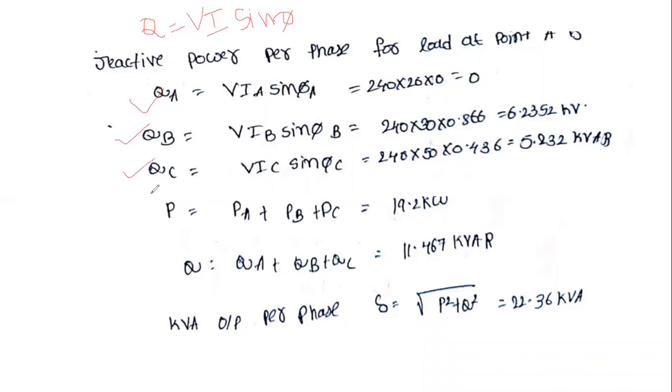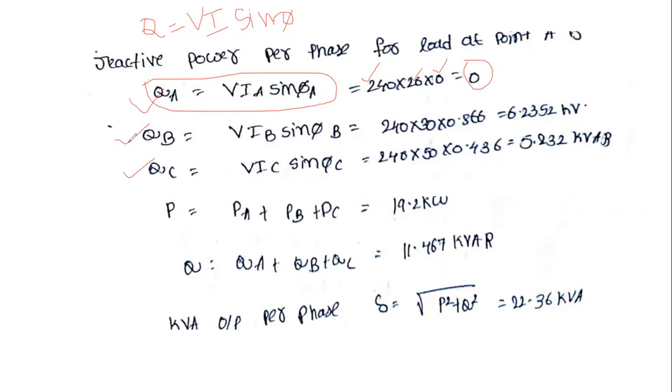Next, similarly, we calculate the reactive power at point A, point B and point C. First QA. The formula for QA is QA equal to VIA sin phi A. The voltage is 240 volts and the current at A point is 20 amperes. In the question the cos phi A is given, so by using that cos phi A value, we determine the sin phi A, that is 0. Therefore, the reactive power at point A is 0.